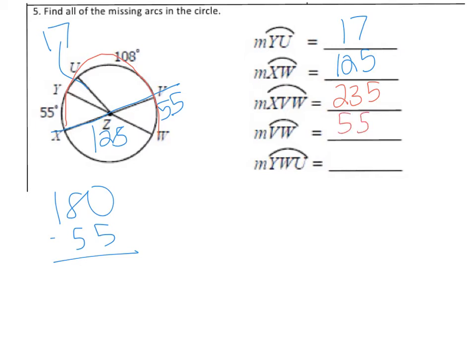VW we already have labeled is 55. And the final one is YWU. We're going to start at Y, go through W, and end at U. That's everything in this circle except for that 17 degrees. So 360 minus that 17 is 343. Or you could have added 55, 125, 55, and the 108.